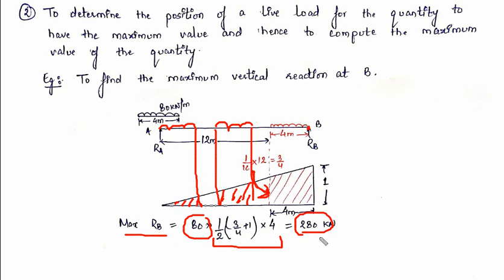will give you the value of the maximum RB, which will come out to be 280 kilonewtons. Now in the next lecture we will understand how to draw the ILD for horizontal thrust, the bending moment at a section, and the shear force at a section for a 3-hinged arch.